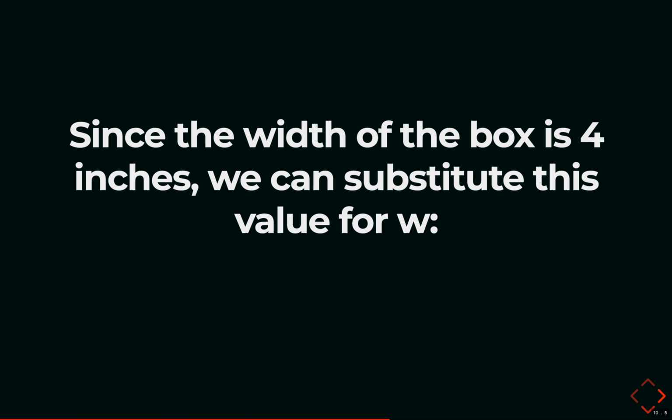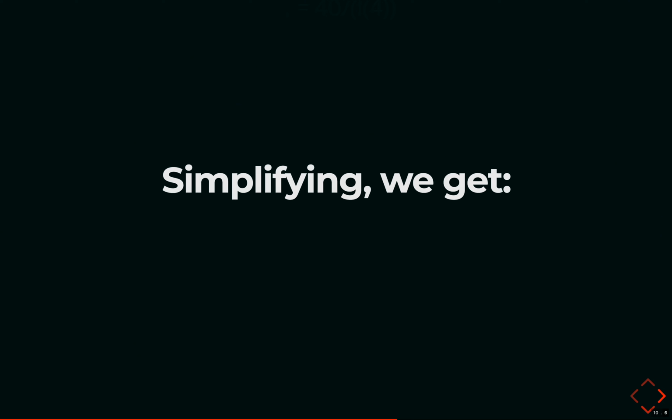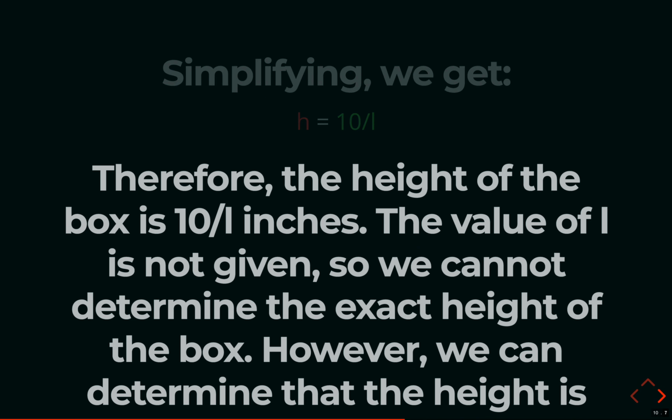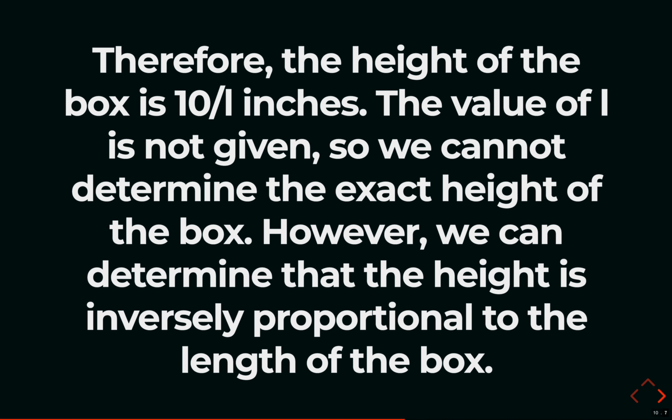Since the width of the box is 4 inches, we can substitute this value for W. H equals 40 divided by length times 4. Simplifying, we get H equals 10 divided by length. Therefore, the height of the box is 10 divided by length inches. The value of length is not given, so we cannot determine the exact height of the box. However, we can determine that the height is inversely proportional to the length of the box.